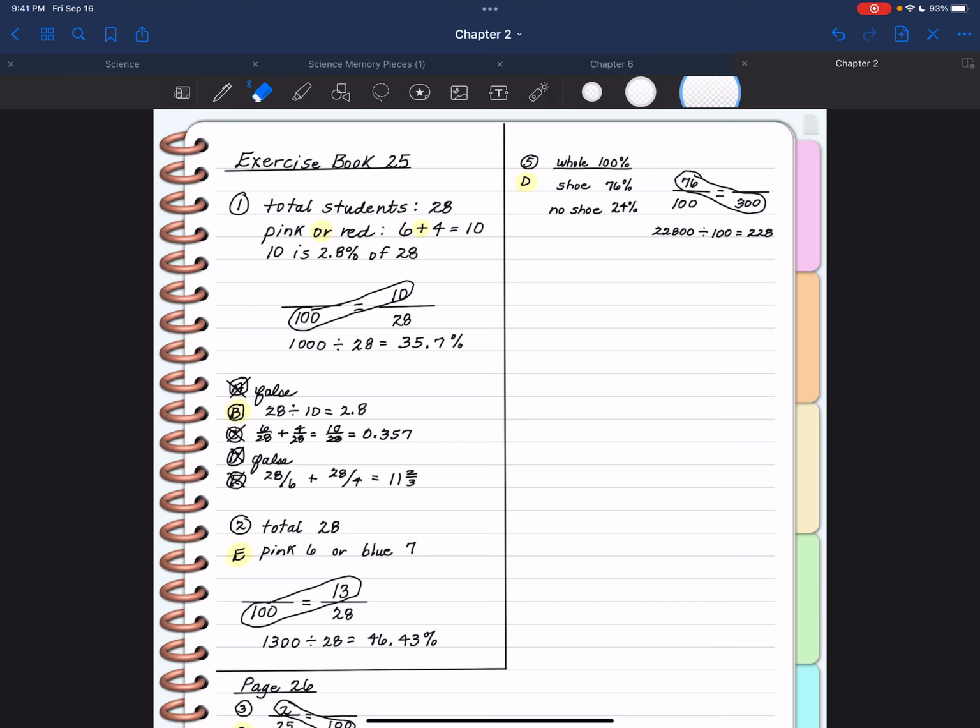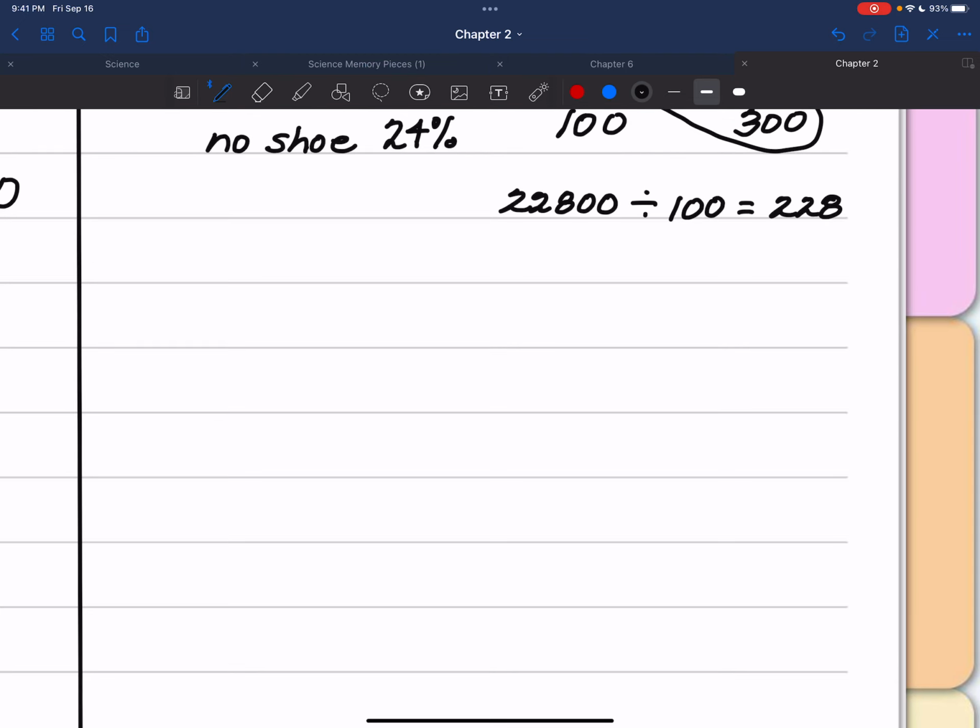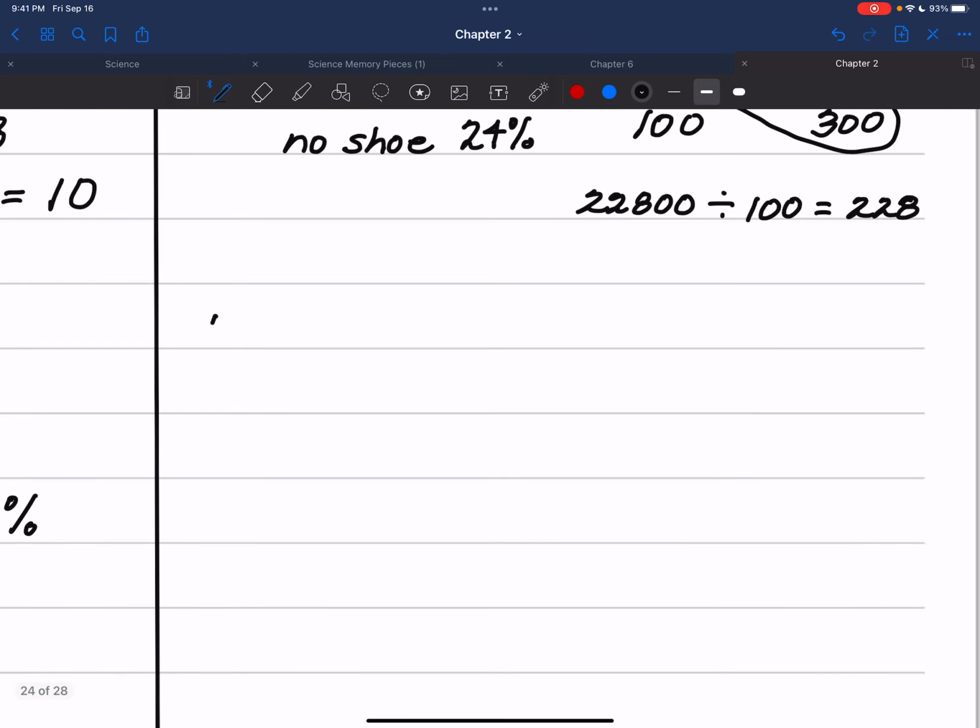I was working away on problem 6 and realized that I had a malfunction. So let me start that one again. Number 6.